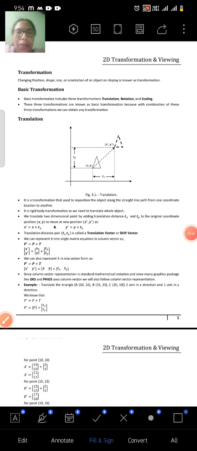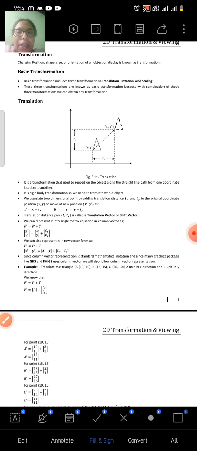Today we are going to discuss the topic of 2D transformation in graphics and multimedia. So what is transformation? Transformation means changing the position, shape, size or orientation of an object.